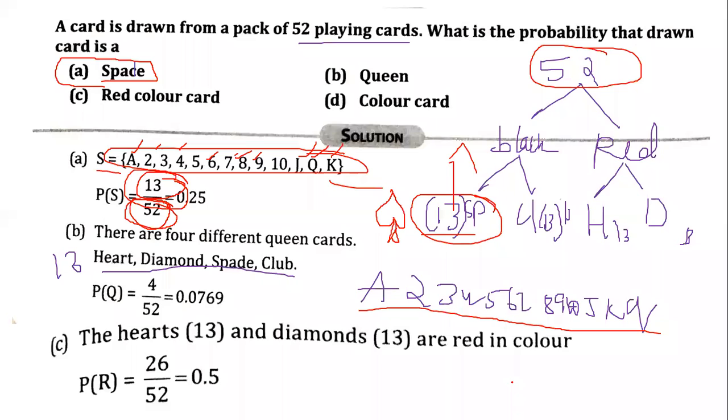Understood the first question? Understood the first sub question? How do you get a spade card? Or do you want me to repeat it again?